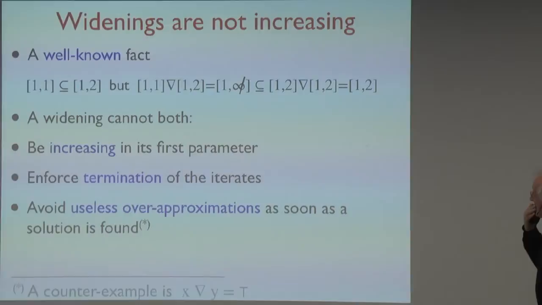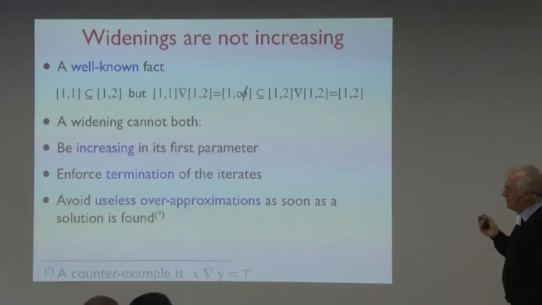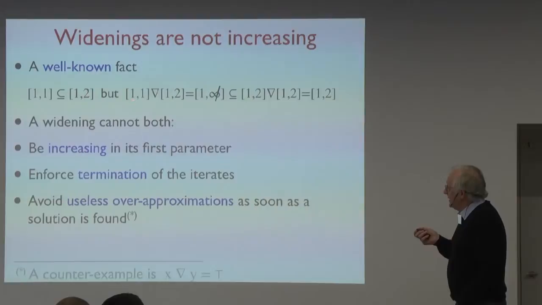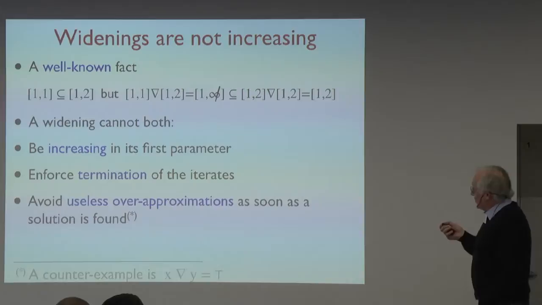One problem with widening is that they are not increasing, and this is an example. You see, I have [1,1], which is less than [1,2], and if I widen [1,1] by [1,2], I get [1,+∞], and it is not included. A little shift here: [1,2] widened by [1,2] is [1,2]. So you see, this is smaller than that. This is the same, and the result is larger here. So it proves that it's not increasing.